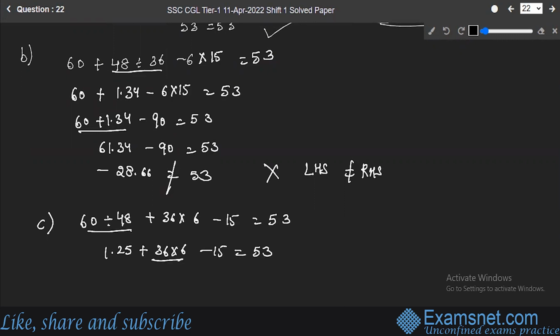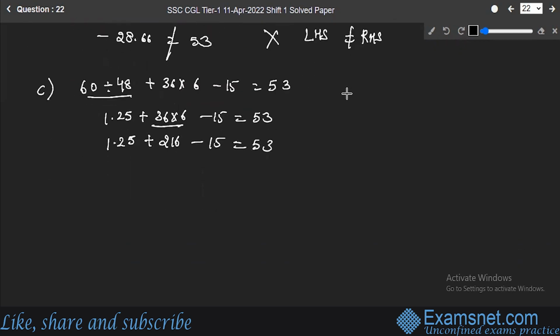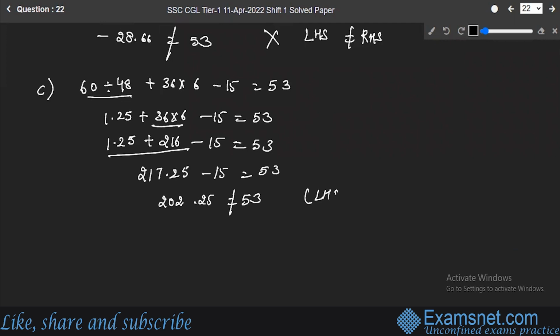So you'll be doing the multiplication now. 1.25 plus 216 minus 15 is equal to 53. Right. Next, if I'll be doing this addition now, this will give me 217.25 minus 15 is equal to 53, or this is equal to 202.25 is equal to 53, which is not true. Here LHS and RHS are not equal.